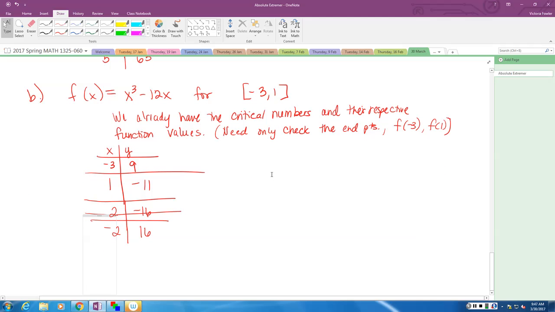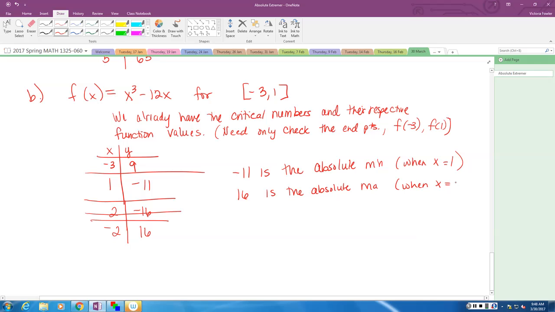And so what's my conclusion now? Negative 11 is the absolute minimum. Good. When x is equal to 1. And then 16 is the absolute maximum. And you wrote when x is negative 2.